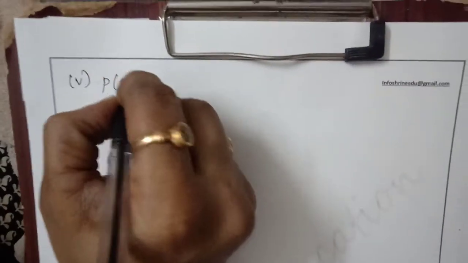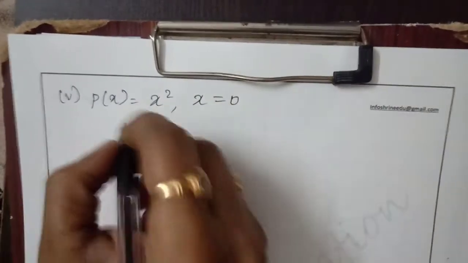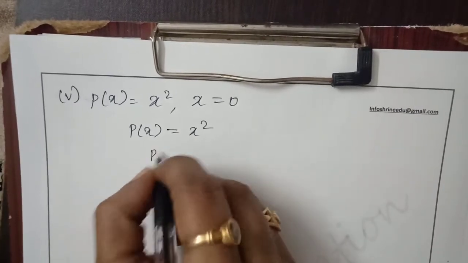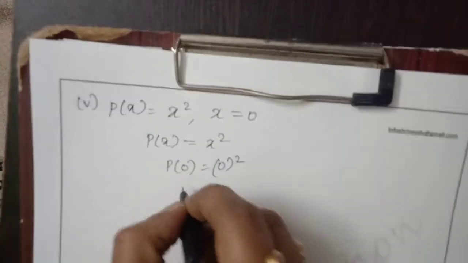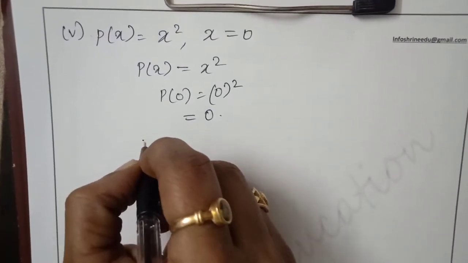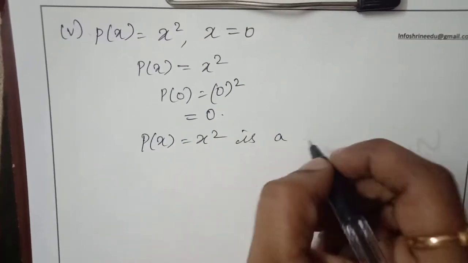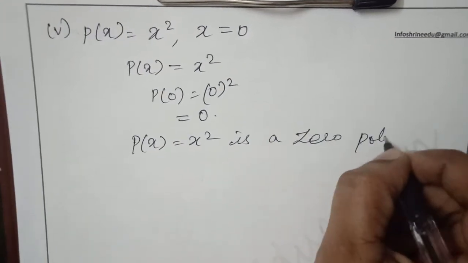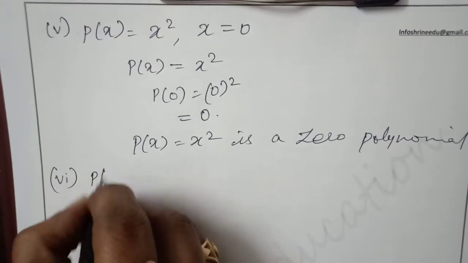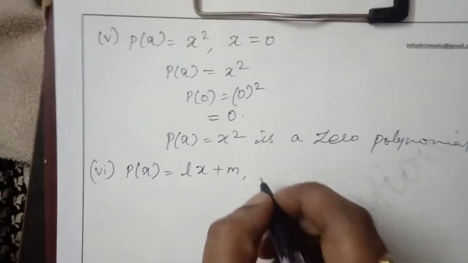That is p of x is equal to x square. The x value we have been given is x is equal to 0. So p of x is equal to x square, so p of 0 is equal to 0 square. Therefore that is 0. So p of x is equal to x square is a 0 polynomial.